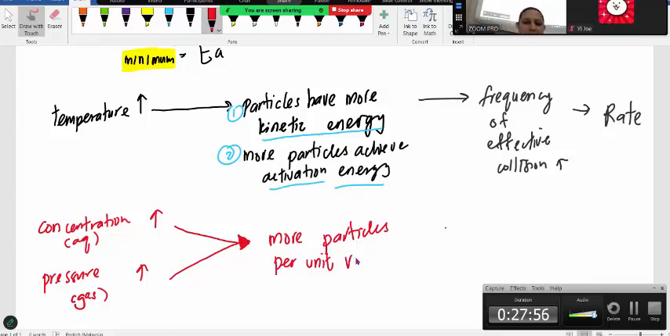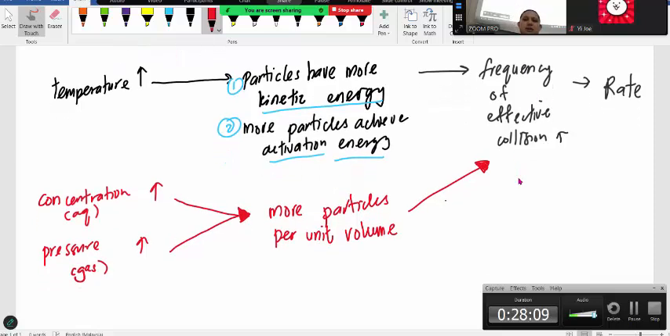More particles per unit volume. Because there are more particles, will they collide more often or less often? More often. So the rate of reaction increases. So your explanation after that is the same. Whether it's temperature, this is your explanation. When it's concentration or pressure, the explanation is the same. All right, what's the fourth one? Particle size. When the particle size is smaller, for example, using powder.